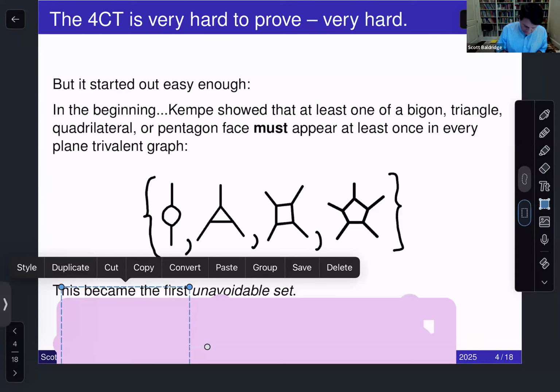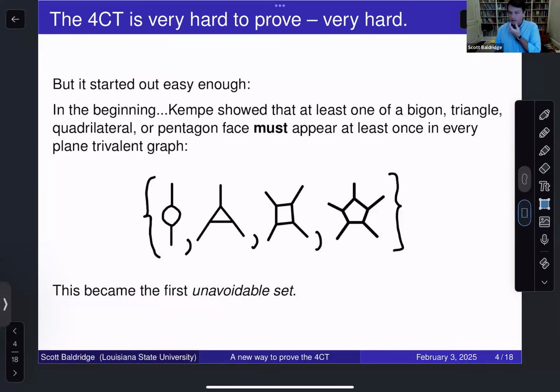This became what is known as the first unavoidable set. If you read about the 4-color theorem proofs, you'll hear about unavoidable sets and reducibility and so on. I just want to show you something really simple. This is an unavoidable set. You cannot avoid these 4 pictures showing up in any trivalent planar graph. At this point, for the knot theorists, you should be thinking of these things as tangles. And they'll start to look more and more like tangles as we go along. Okay?